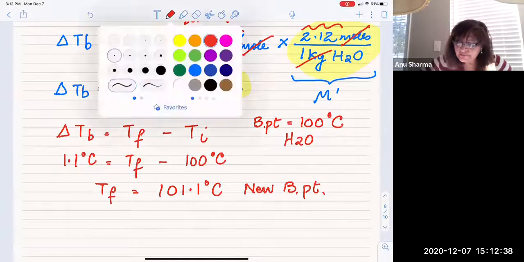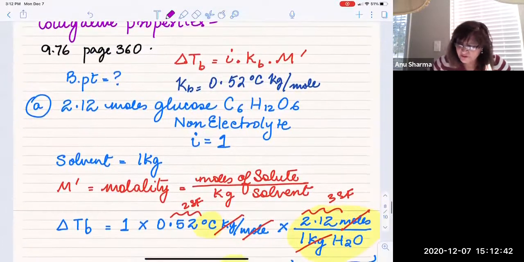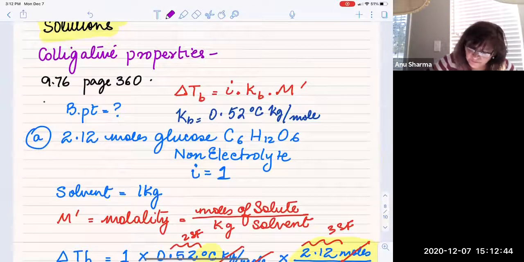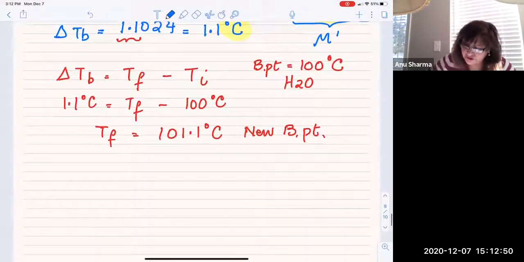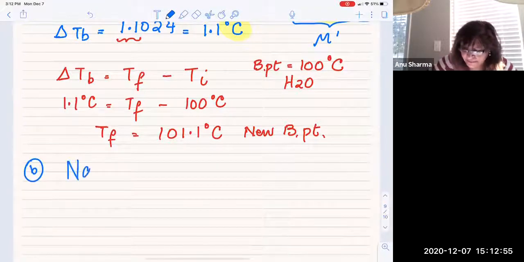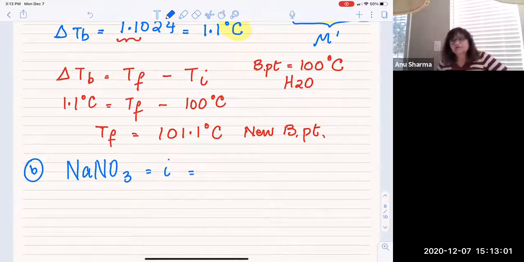Now there's another question here. This one was part A. Then part D, and I'm not going to repeat the whole thing. It's the same thing, the only difference is NaNO3, so it is the value of i. In this case, what is the value of i? Tell me, you guys tell me.